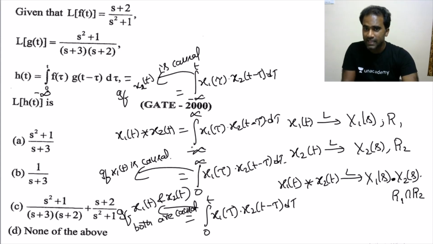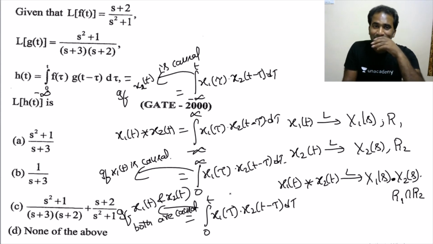So this is the actual formula, and in the formula we can change the limits. In this way, whenever one of the signals is causal or both the signals are causal. Since no other extra information is given, we have to assume, because this is looking like a convolution formula, lower limit and upper limit both are changed.